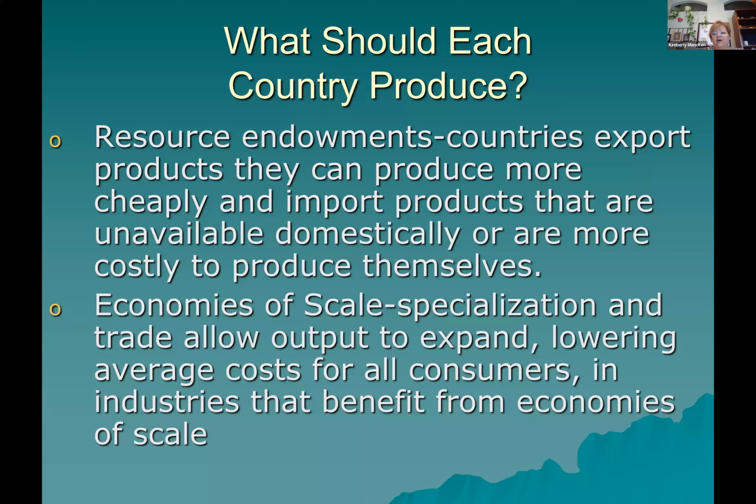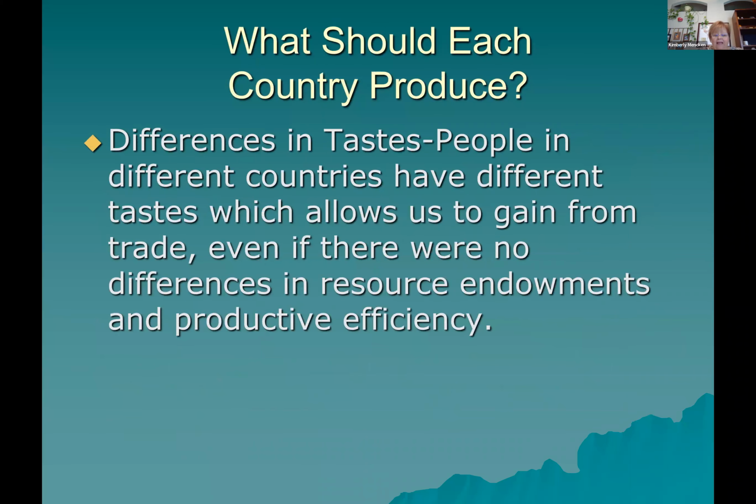And as I said, for South Korea, for Kia and Hyundai to enter the market, they had to have help from the South Korean government. It's been hard for anybody else to compete. And lastly, we produce and trade based upon differences in taste. So here in the United States, we have a really strong taste for coffee. We love coffee here in the United States. That's why there's a million coffee shops.